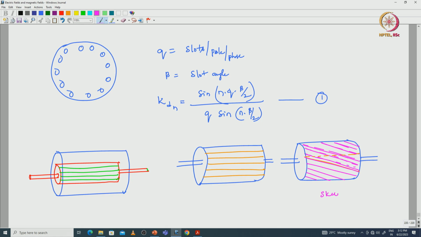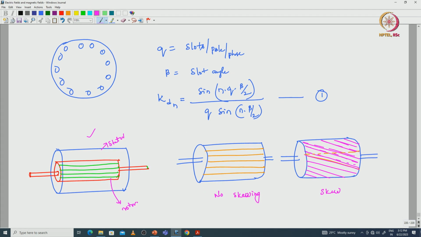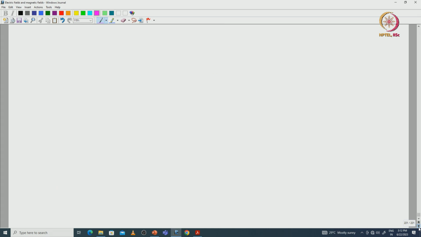Here skewing is there, here no skew at the rotor bars. This is with respect to the non-skewed rotor, both stator as well as rotor. Now, let us consider the skewing angle alpha.